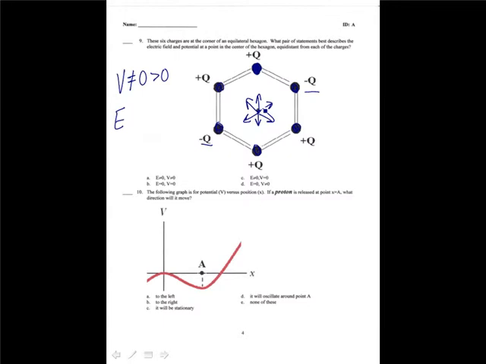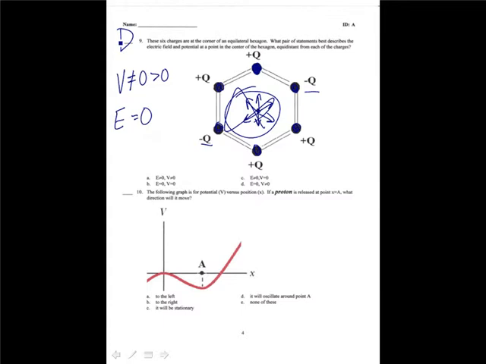Now, since all these charges have the same magnitude, and the distance to each charge is the same, all these electric fields are the same, so they all cancel out. So the electric field is equal to 0. So for number 9, the option is D.